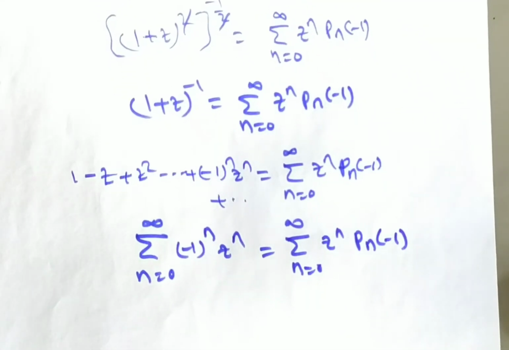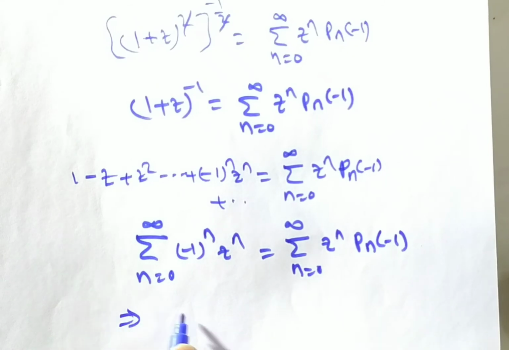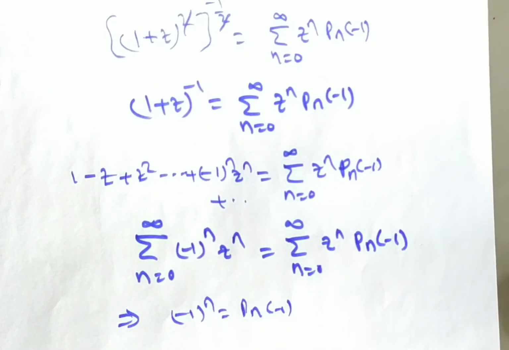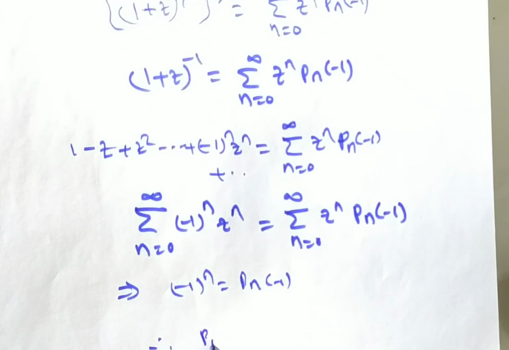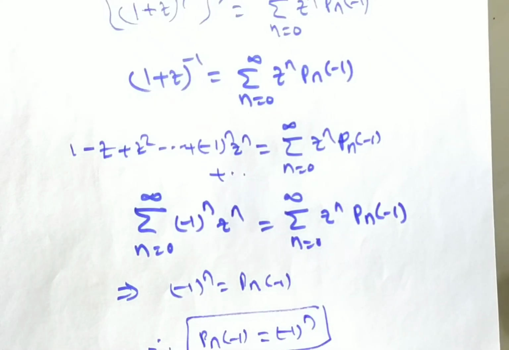Now comparing the coefficients of z to the power of n in summation n is equal to 0 to infinity on both sides, you will have minus 1 power n is equal to Pn of minus 1. Therefore, you can also write Pn of minus 1 is equal to minus 1 to the power of n. Is it clear for everyone?